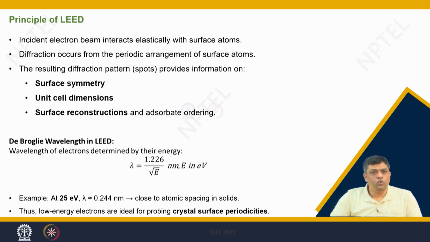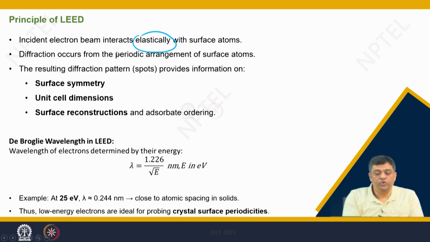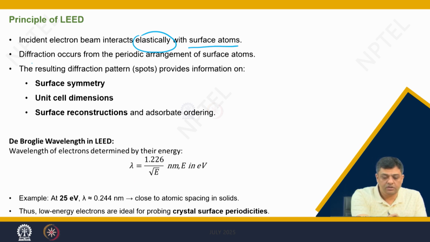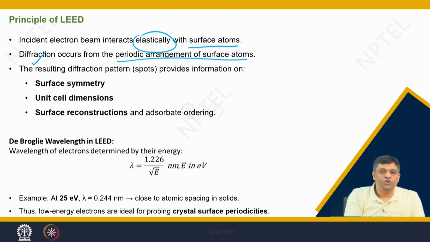So, what are we going to do? You have an incident electron which interacts elastically with the surface atoms and leads to diffraction, because there is a periodic arrangement of the surface atoms. Now, you have a diffraction spot. This will provide information about the surface symmetry, unit cell dimensions, the surface reconstruction and adsorbate ordering.